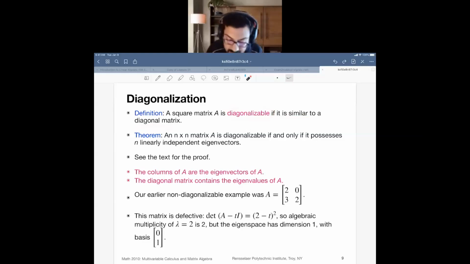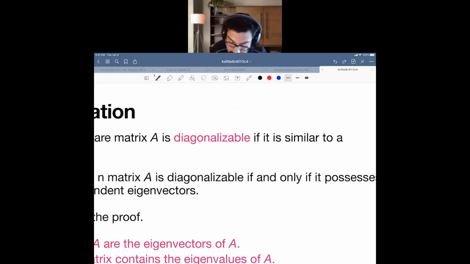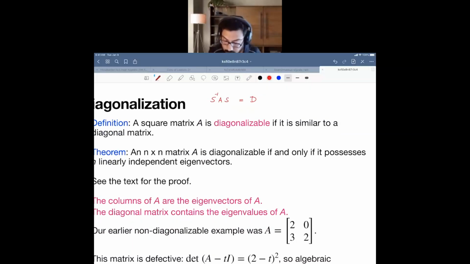So what we need is, if A is diagonalizable, then this condition has to be true. S inverse AS has to give me some diagonal matrix D. So for some square matrix S, if I post multiply, sorry, I've written this wrong. This is S inverse AS has to give me D. If that is true for a square matrix A, if I'm able to get a diagonal matrix, then that matrix A is considered to be diagonalizable.